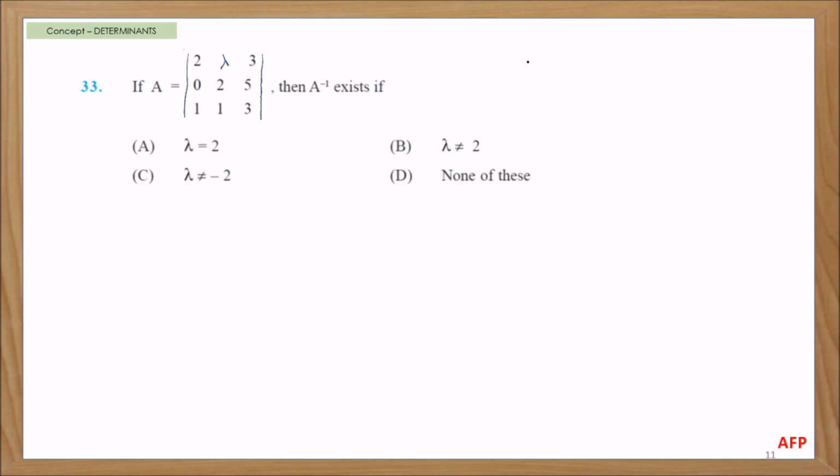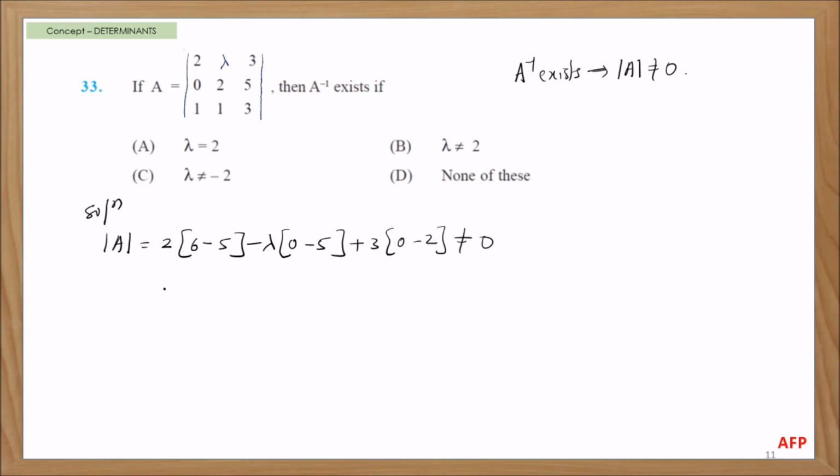Next, inverse. Inverse exists only if the determinant is not equal to 0. So find the determinant, then it should not be equal to 0. This implies 2 plus 5 lambda minus 6 is not equal to 0. This implies lambda is not equal to 4 divided by 5. This is the concept we are having. So none of these is the option.